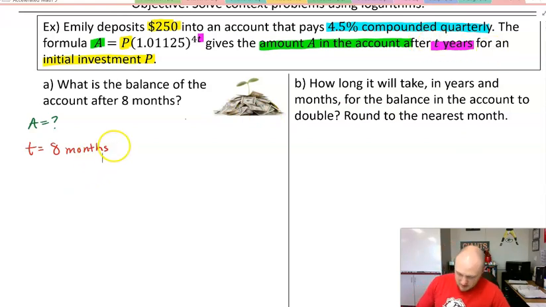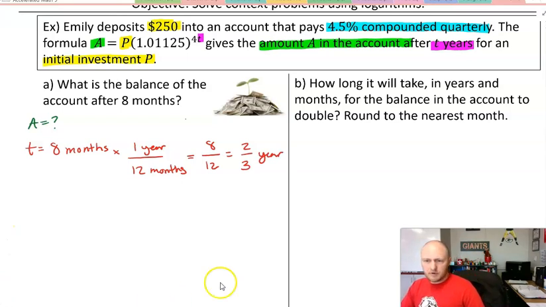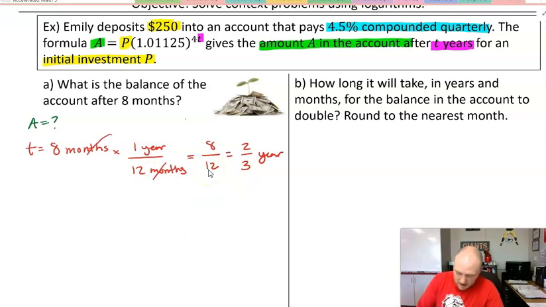So I want to convert this to years. So I want it to be a year. So I'll use good old stoichiometry to convert. Okay, so we have 8/12, which is the same thing as 2/3 of a year. Okay, so 2/3 of a year, right? Our months cancel.